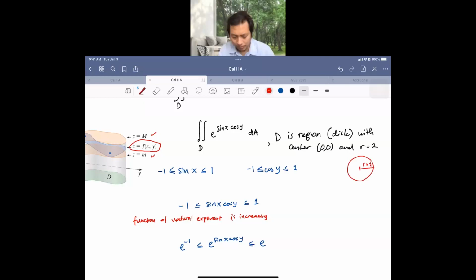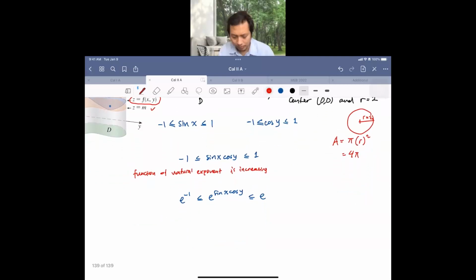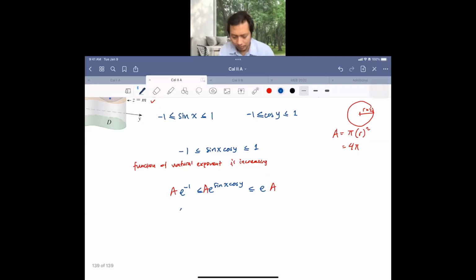Which means that if you would like to calculate the area, this should be pi r squared, or 4 pi. Okay, if we multiply all this with a, which means we multiply with 4 pi, this will be 4 pi over e. You can write it in these terms also, and this will be 4 pi e.